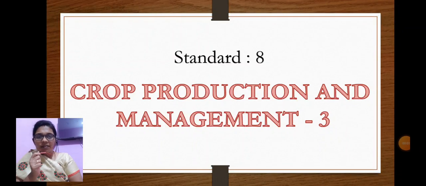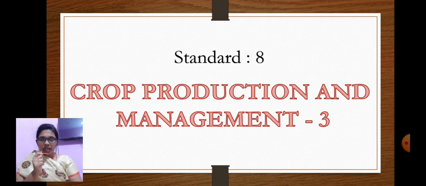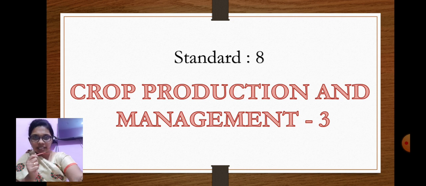Class. So, in the previous class, we saw about soil preparation: the plowing, followed by leveling and basal manuring, and the methods of soil preparation. In today's class, we'll see about the second method of crop production, which is sowing of seeds.